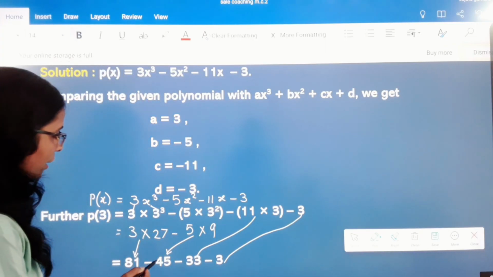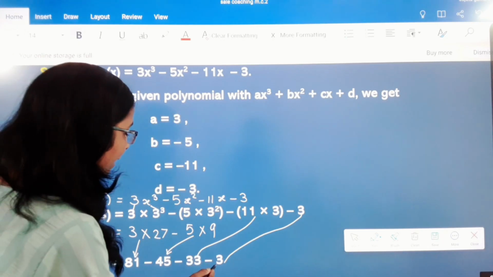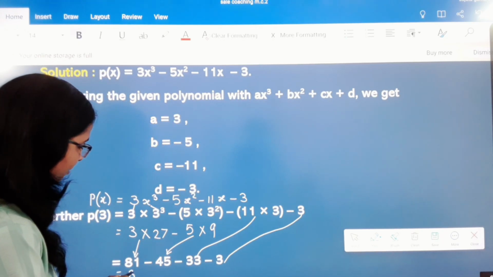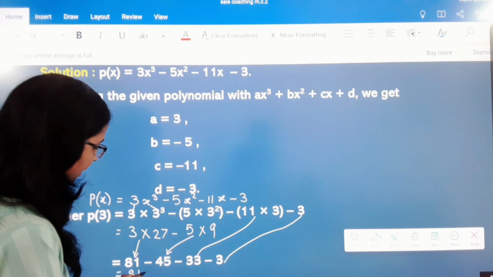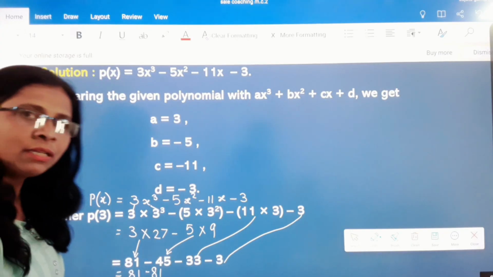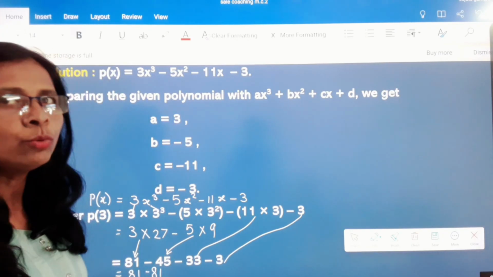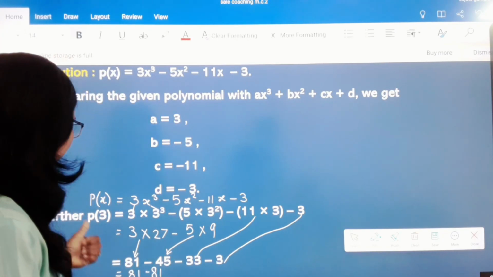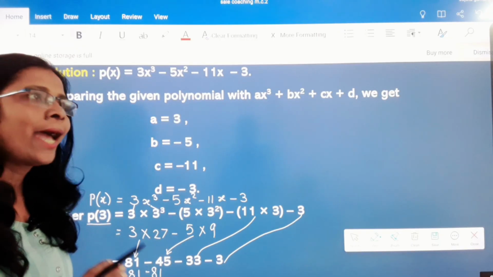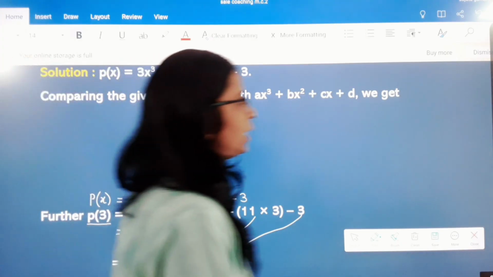Okay, so then minus 45 minus 33 minus 3, that means addition here. So 81, and adding these numbers we get minus 81. So 81 minus 81 is equal to 0. So at 3 we get the value of the polynomial as 0.